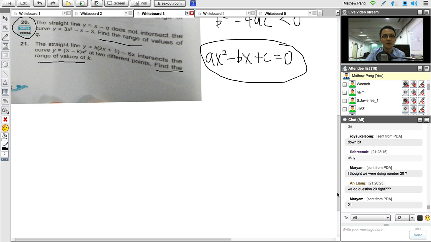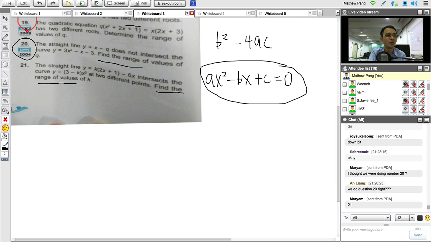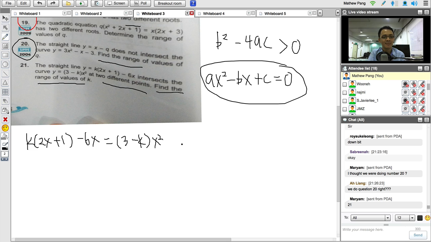Alright, so over here, question 21, he tells you there are two distinct points. Do you see? The straight line intersects the curve at two different points. So two different points here means bigger than 0. So same thing, you substitute this one into this one. So you will get k(2x plus 1) minus 6x, and then equals to (3 minus k)x squared. Alright, then you just move everything to one side. This is (3 minus k)x squared minus, okay, this question is trying to confuse you, but I just move first. Minus plus 6x. Alright, then rearrange this one.